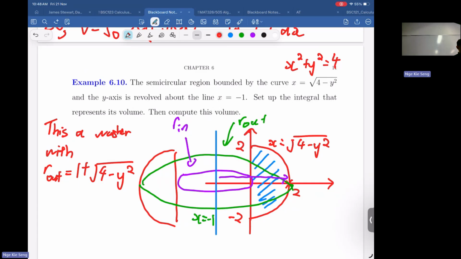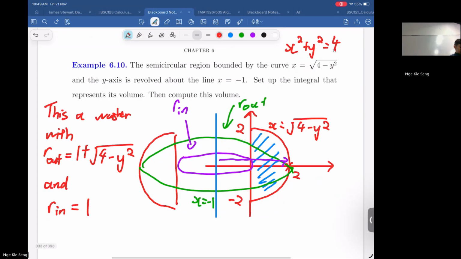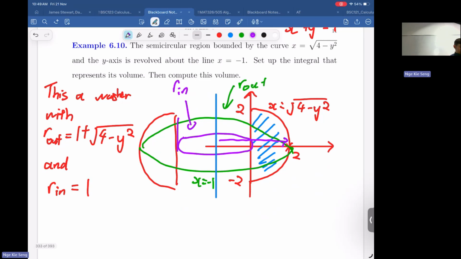And what is R in here? R in is just radius 1. It's like you're taking away a cylinder from this revolving circle. Can you imagine the cylinder here? This is a cylinder.